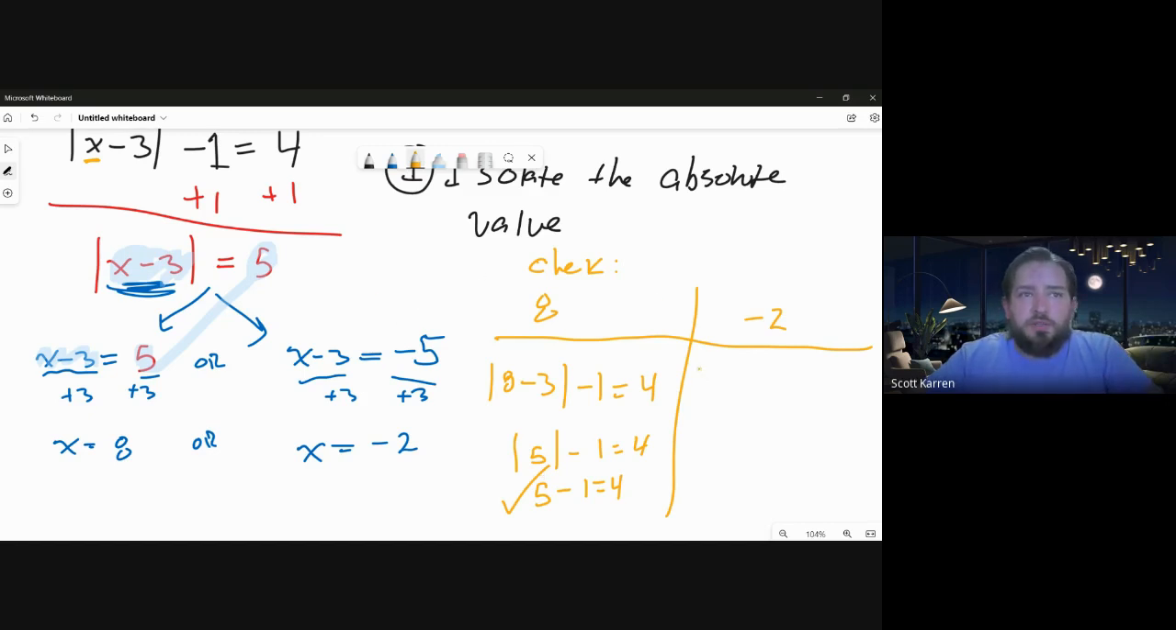Checking negative 2 gives me the absolute value of negative 2 minus 3, minus 1, should equal 4. But negative 2 minus 3 is negative 5. And the absolute value of negative 5 is 5. And 5 minus 1 is 4. And so that one works out as well.